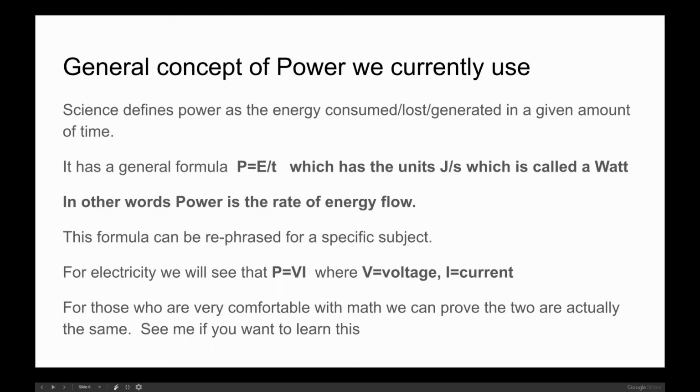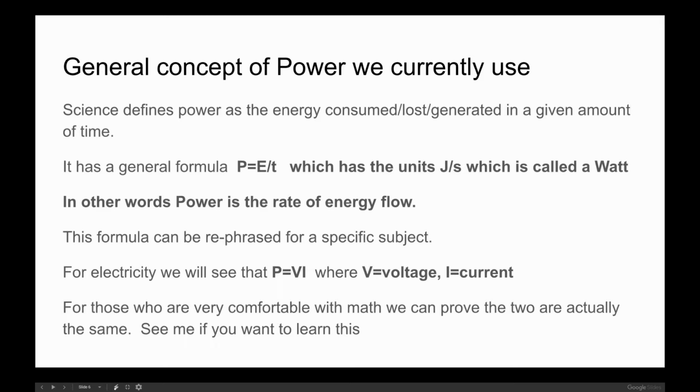Like, how many watts of light are there? It's not a total, it's a flow rate. So if you understand liters per second, dollars per hour, energy flow is joules per second. It's the same thing. Now, every subject has its own version of power. There are power formulas for everything. In electricity, we're going to see that power is voltage times current.